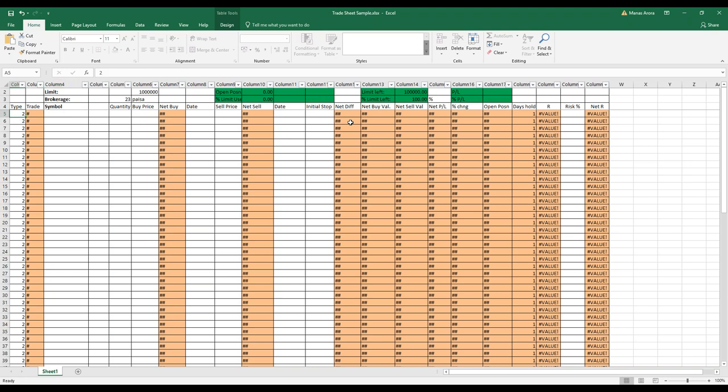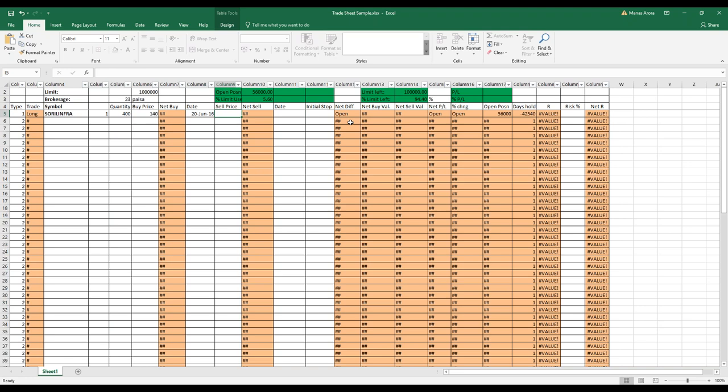I'm going to mail you the sheet. Here I record all my trades. For example, I'll show you this particular trade, Sorrel Infra. I bought 400 shares at 140 initially. I think the date was 20th June.